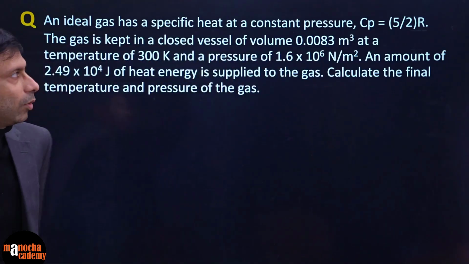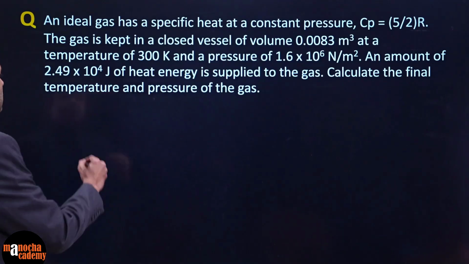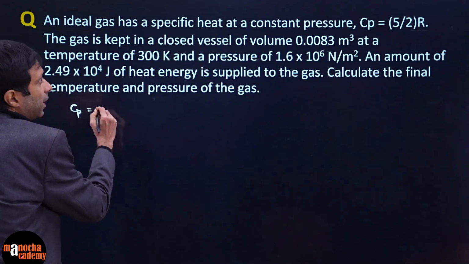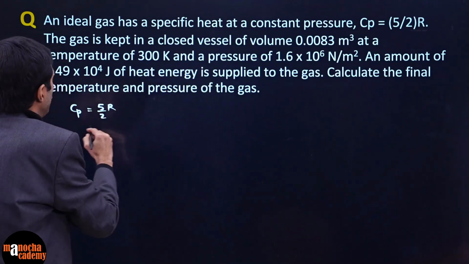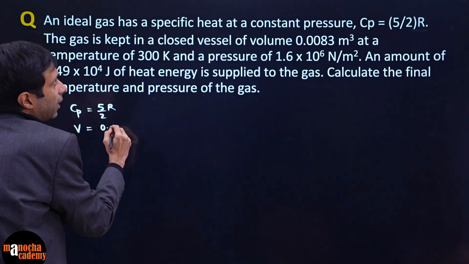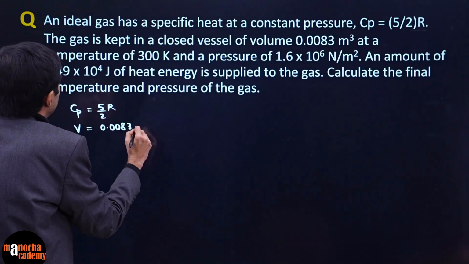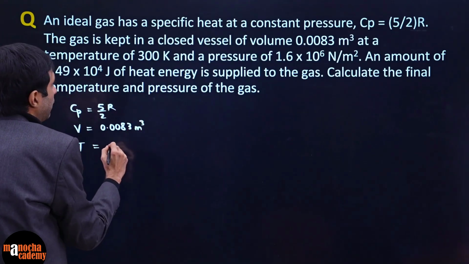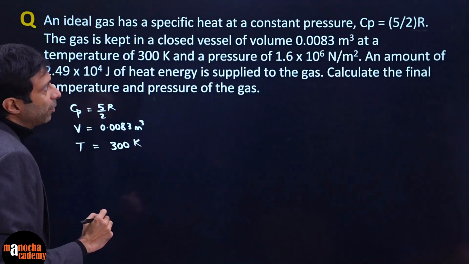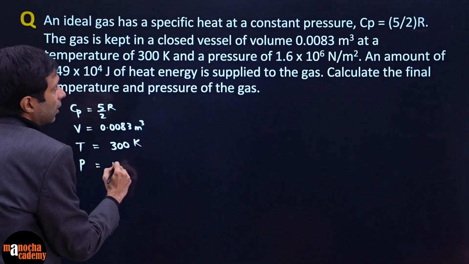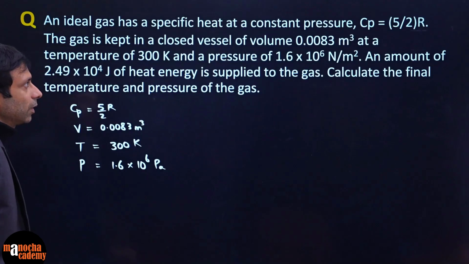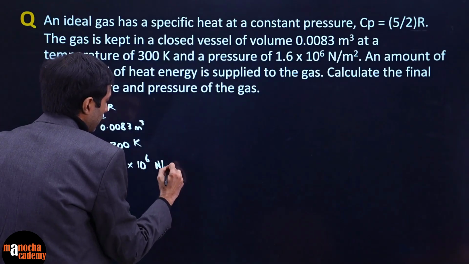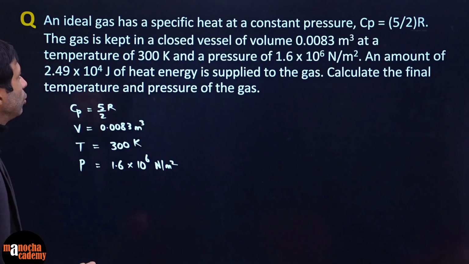So let's write down the data of all the stuff that's given. Ideal gas, you can see Cp is given to us. Cp is 5/2 R. The gas is kept in a closed vessel. Volume is 0.0083 meter cube. Temperature, capital T, in Kelvin. Pressure in Pascal is given to us: 1.6 times 10 to the power 6 Pascal or Newton per meter square. Amount of so much heat energy supplied, calculate the final temperature and pressure of the gas.